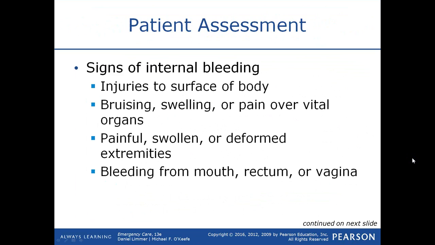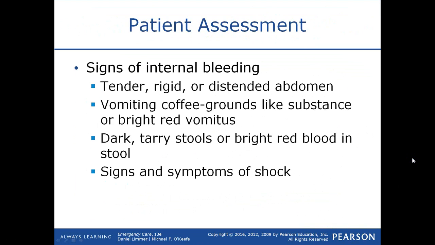Signs of internal bleeding: you see bruising on the surface of the body, there's swelling, there's pain, deformity, bleeding from the mouth, the rectum, the vagina. Their abdomen may be tender, rigid, or distended. They may be vomiting bright red blood or vomiting coffee ground emesis. Coffee ground vomit is an indication of a very slow upper gastrointestinal bleed that you again might see in a blast injury. Dark tarry stools, known as melena, very foul smelling dark tarry stools, are the result of bleeding that is digested blood, or the blood may be bright red coming from the rectum, indicating an active lower GI bleed.